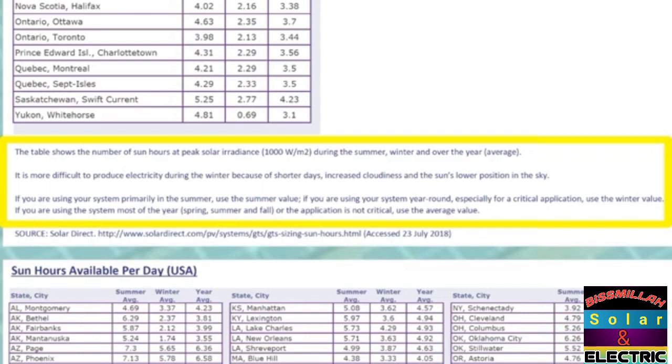So if you are using your system primarily in the summer, use a summer value. If you are using your system year-round, especially for a critical application, use the winter value. If you are using the system most of the year, that is during the spring, summer, and fall, or the application is not critical, use the average value. Here is a similar table for the USA.